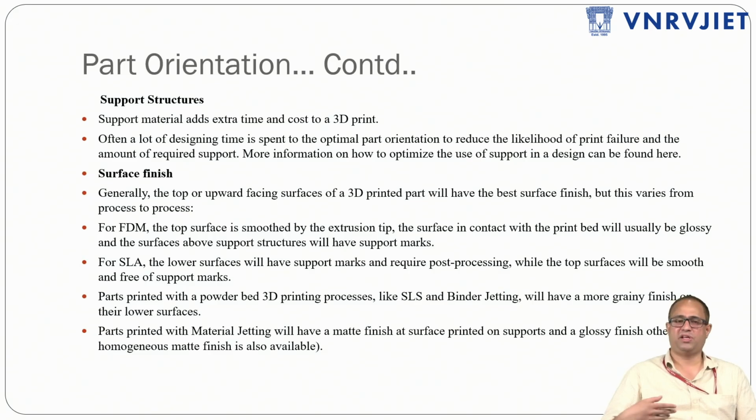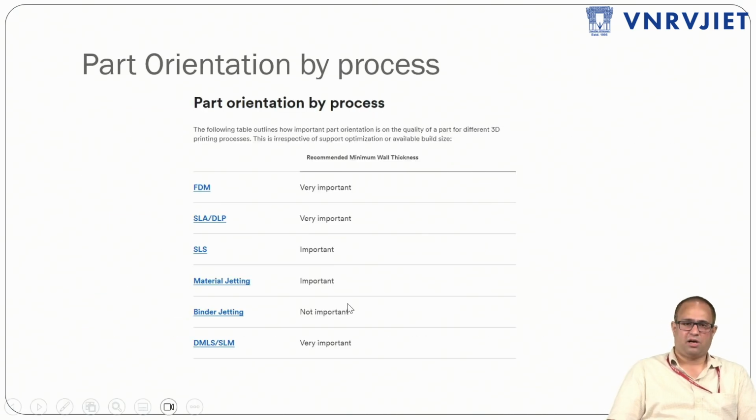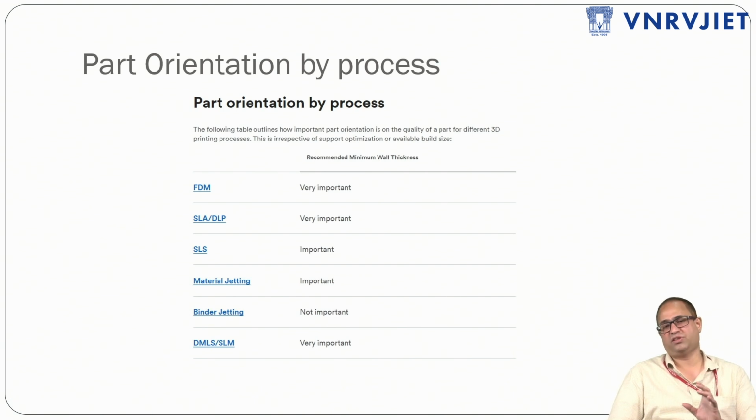This optimization is going to save you important time, so that we can perform a finish later on while removing the supports. So part orientation plays an important role in optimizing the supports, and you can see this part orientation by supports. So what are the different additive manufacturing techniques where part orientation plays an important role?